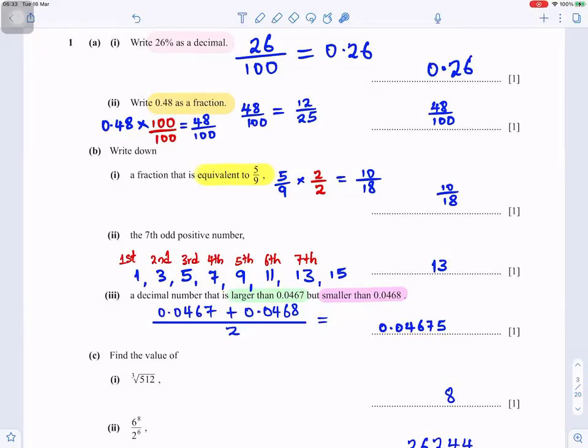1C, find the value of the cube root of 512. Put that in your calculator. That would give you 8.